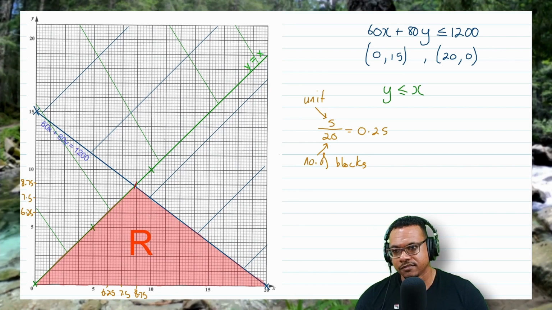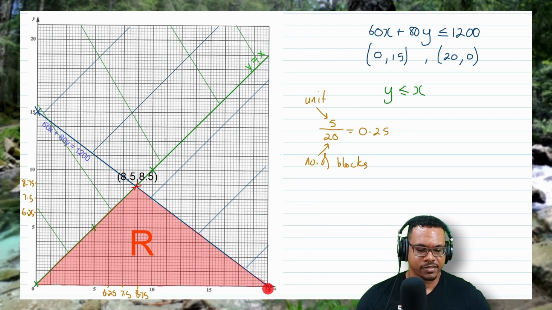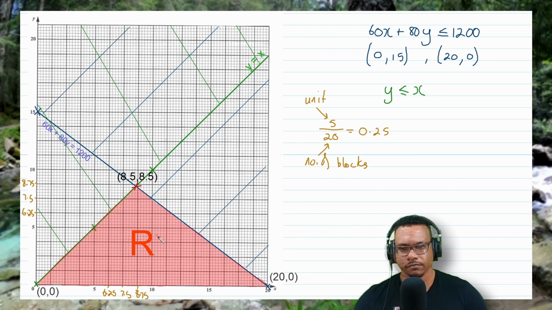All right, so this vertice here, I'll have this coordinate here as 8.5 and 8.5. Now this one is simple. This is 0, 0, and this is 20, 0. All right, so now I'll go back to the next page and take note of these vertices, which is 8.5, 8.5, 0, 0, and 20, 0.